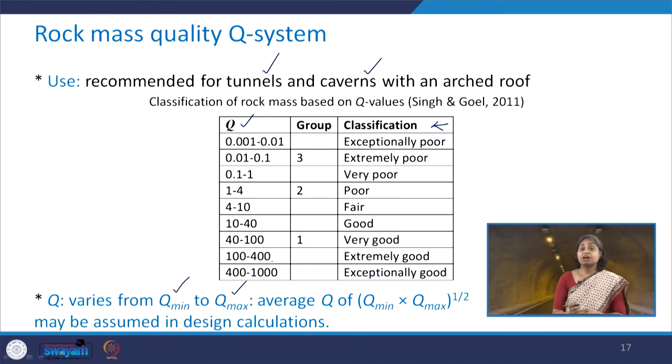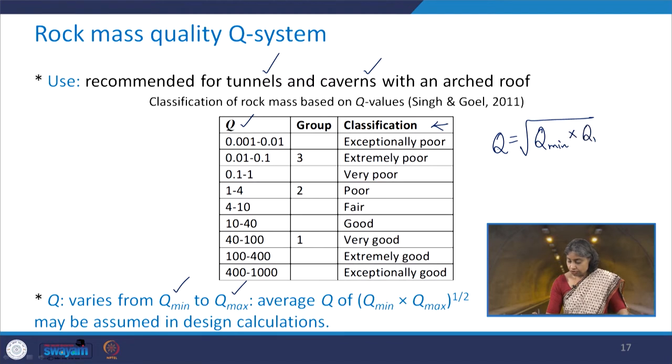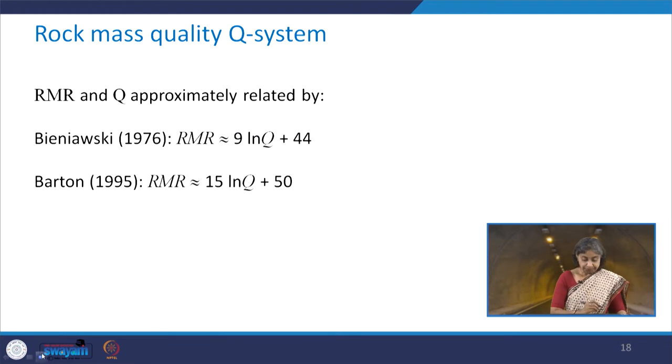So, which one should we use in the design calculation? What we do is, we take the average Q as Q equal to square root of Q minimum into Q maximum. So, rather than taking Q minimum or Q maximum, we take the value of Q average in this particular manner to be used in various design calculations as and when needed.